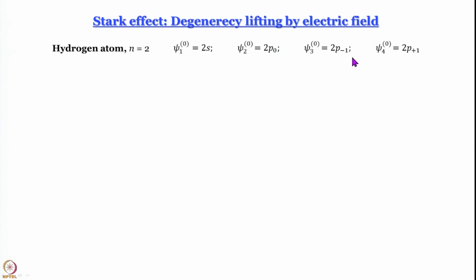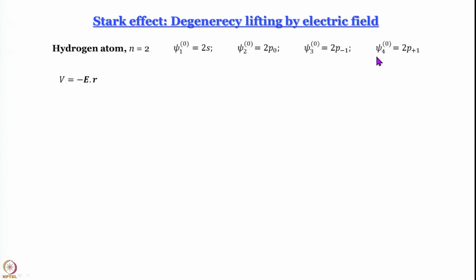is neither 2px nor 2py, and 2p plus 1 is neither 2px nor 2py, but rather a linear combination of them. 2px and 2py are obtained by linear combinations of this 2p minus 1 and 2p plus 1. 2pz is actually equal to 2p0. Okay, when m equal to 0, then we actually get the pz orbital. We have discussed this in significant detail while talking about orbitals.